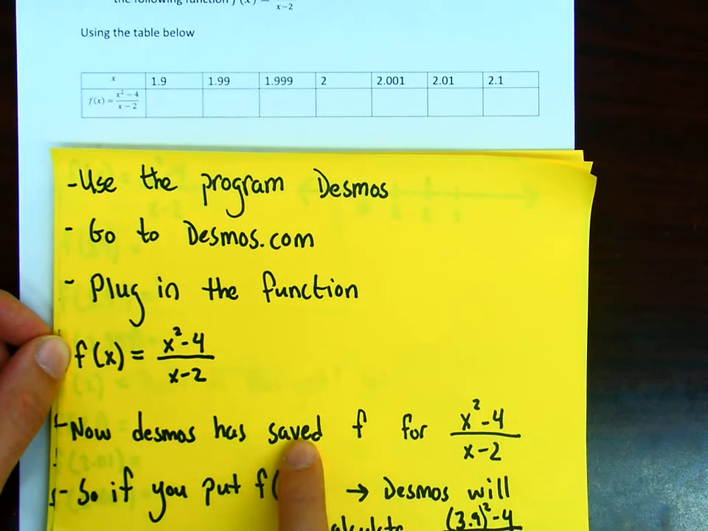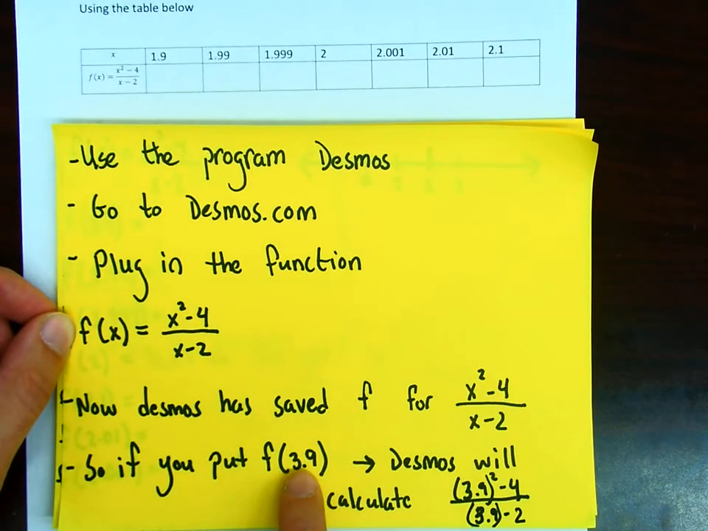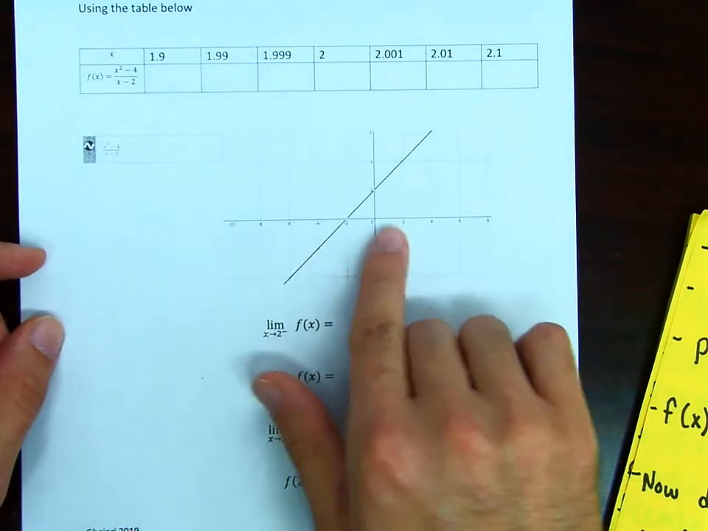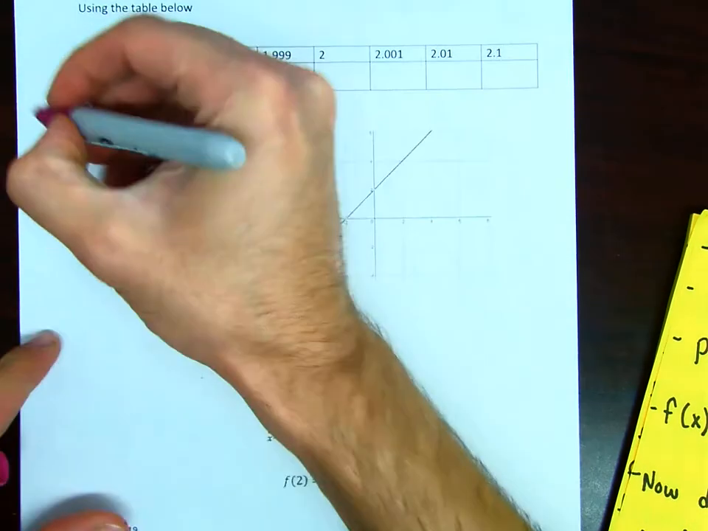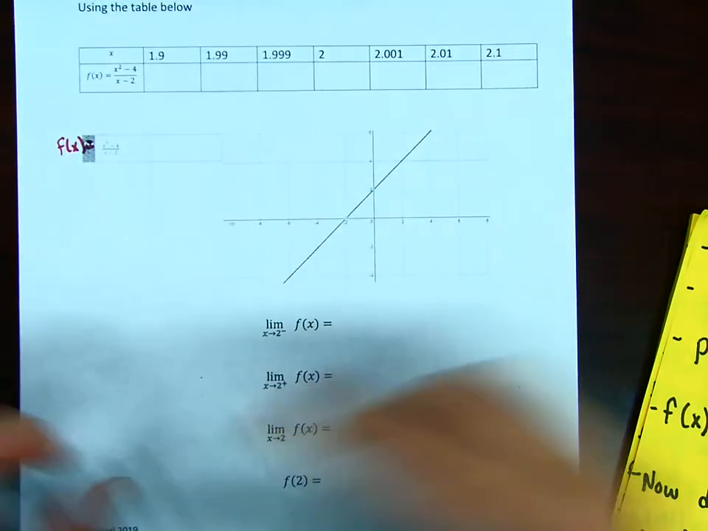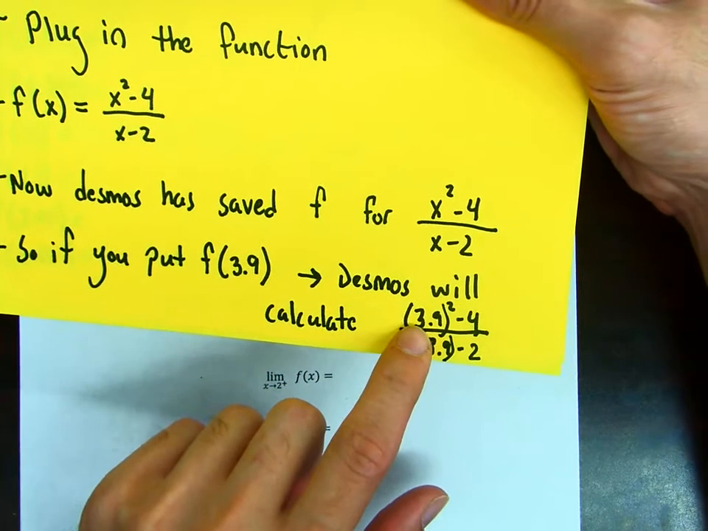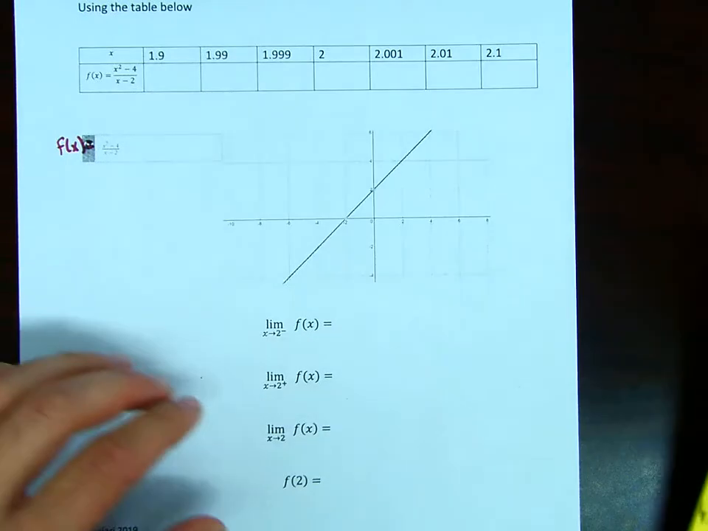Desmos saves that, so anytime you plug in f, it has this function saved. For example, if I wanted to plug in the number 3.9, I would do f of 3.9. Desmos will also show you the graph. This is a picture of Desmos. There should be f of x equals this function, and it will show you the graph here. If I put in f of 3.9, it will plug 3.9 into the equation and give me a value.